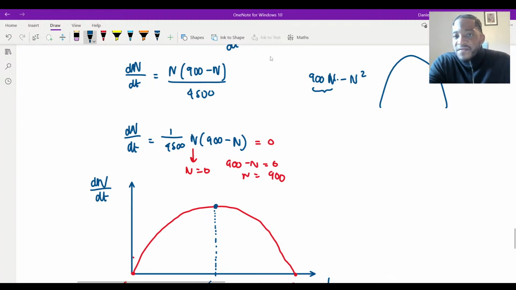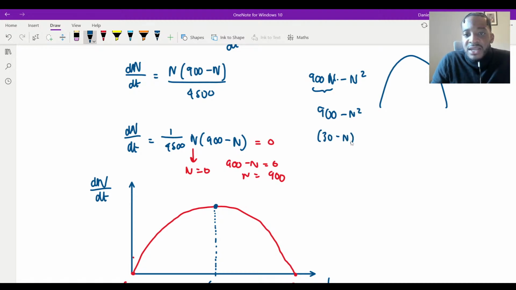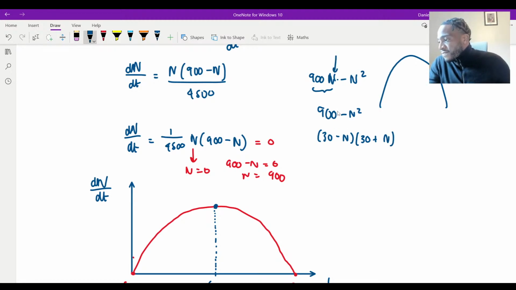I hope that makes sense by the difference of two squares, by the way. If it was, for example, 900 minus N squared, then that would just be (30 - N)(30 + N). Can you see? There's an N there though, so we can't use the difference of two squares. Does that make sense? Yeah?